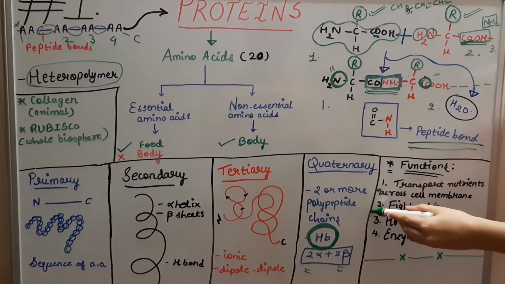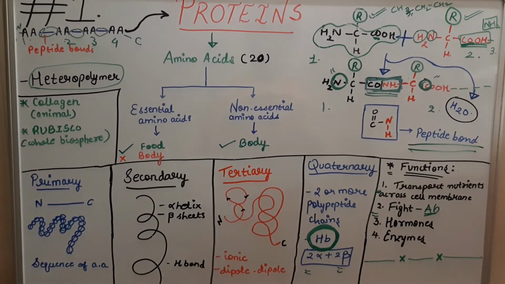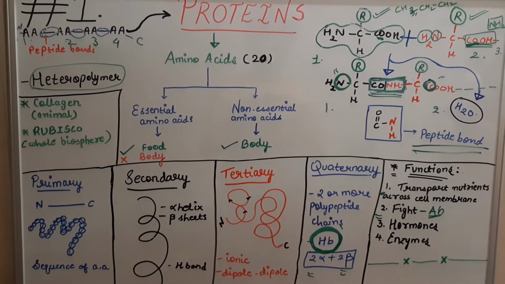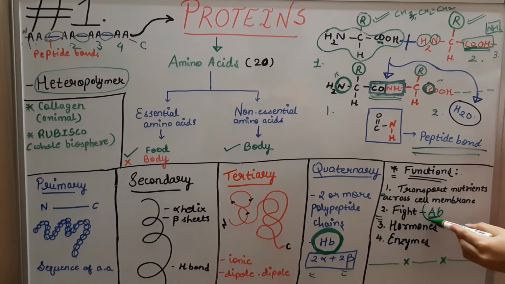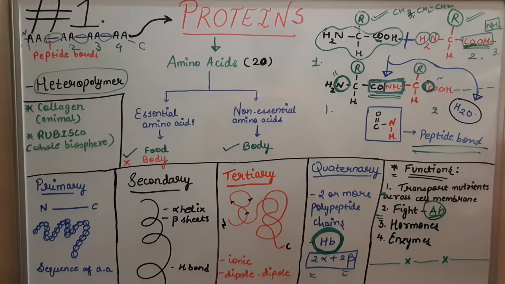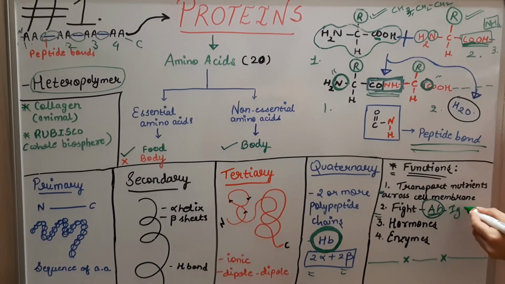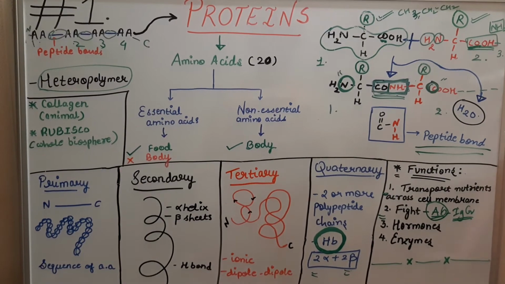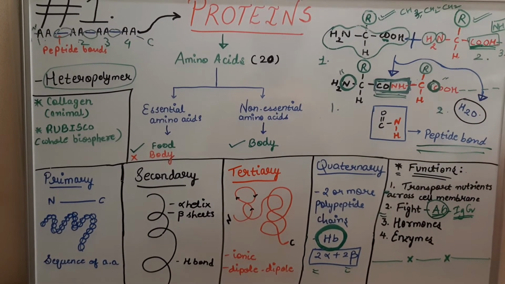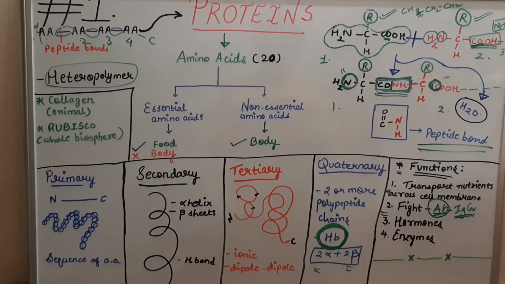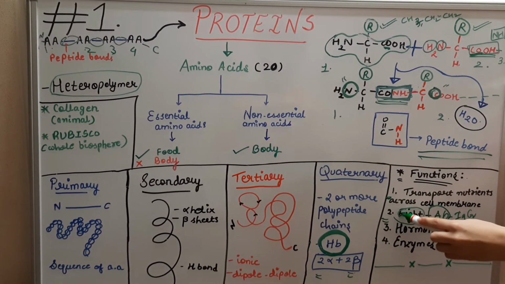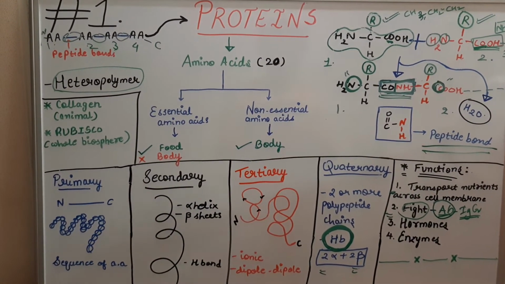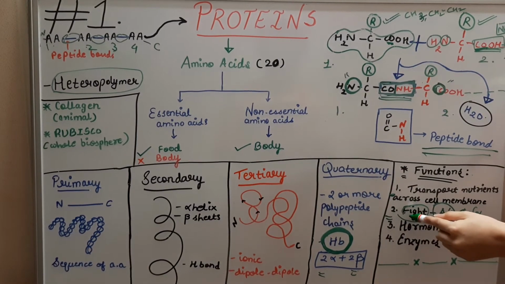Now the second function is to fight. They fight infectious, or we can say pathogenic, substances. How? Majorly, antibodies are protein in nature. We can give examples such as IgG. It is one of the major antibodies, or we can say immunoglobulins. These antibodies bind to specific foreign particles such as viruses and bacteria and help to protect the body. They eliminate various viruses and bacteria by binding to them and help to eliminate them from the body. Thus the second function is fight.